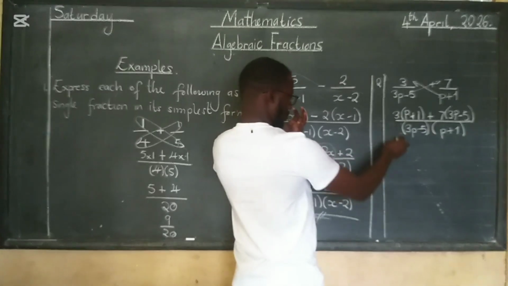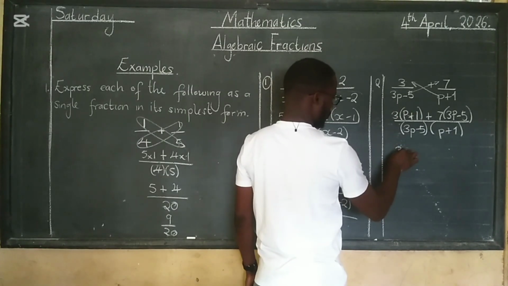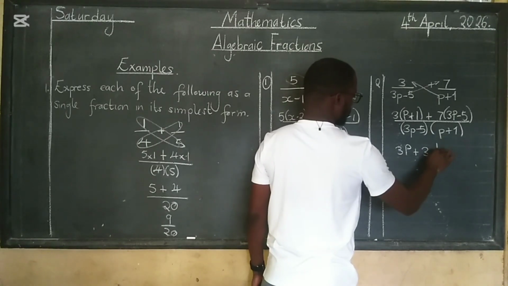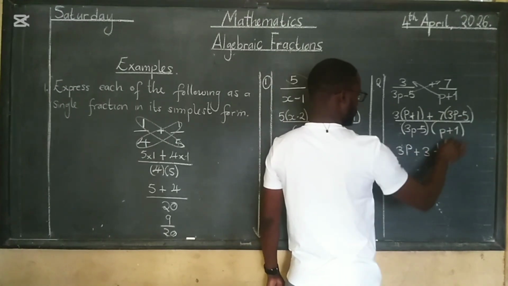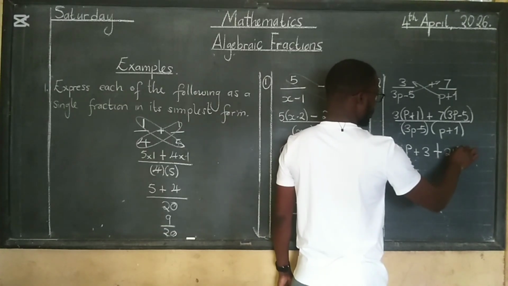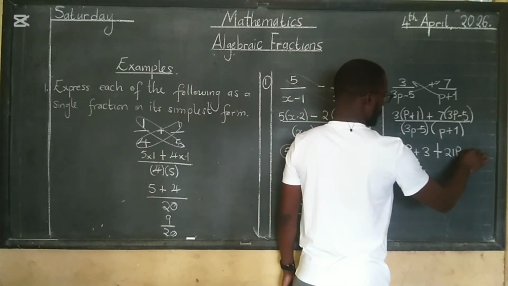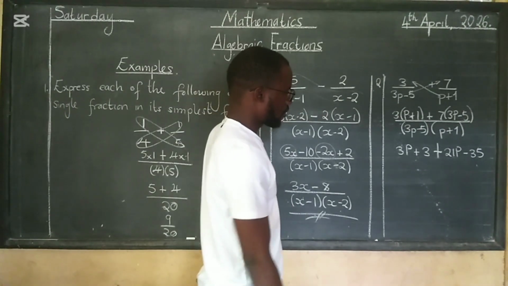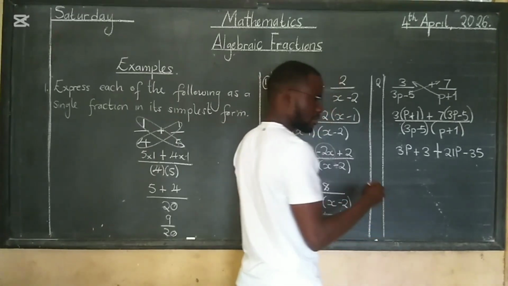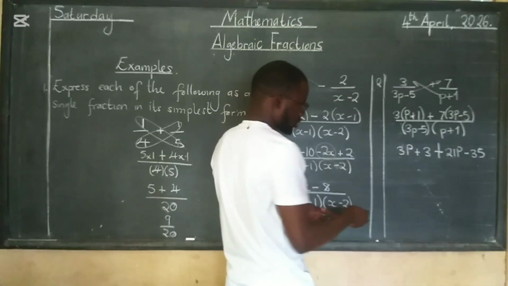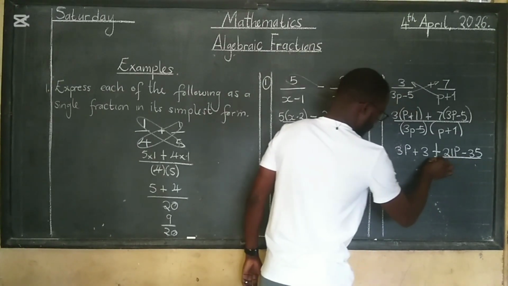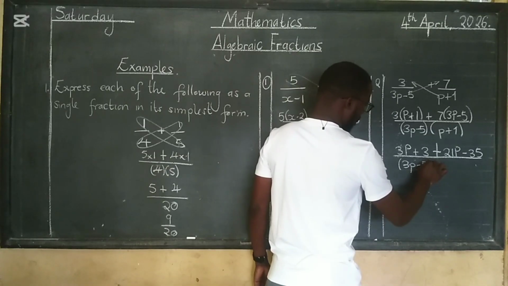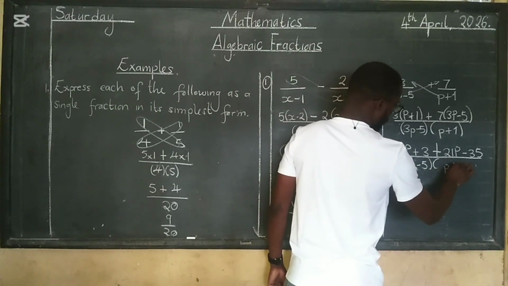Then distributing the numbers, this is this times this, 3p plus 3 times 1, 3. Then this should be plus 7 times this, which is 21p. Then this times this, minus 35. 7 times negative 5 is minus 35. And everything divided by 3p minus 5p plus 1.